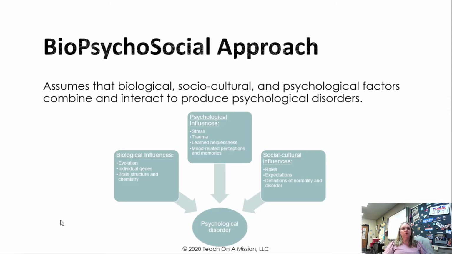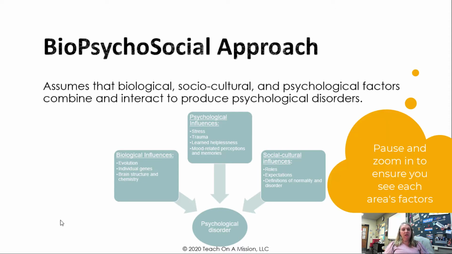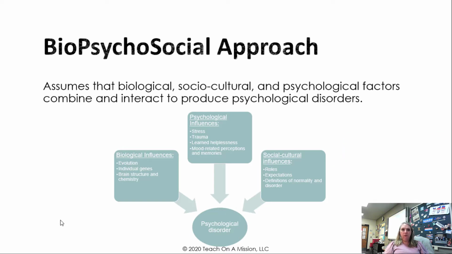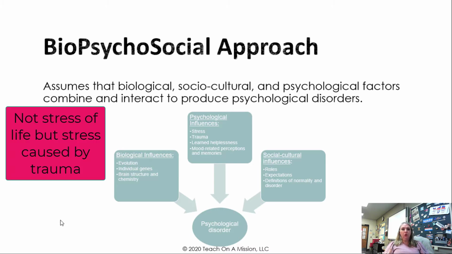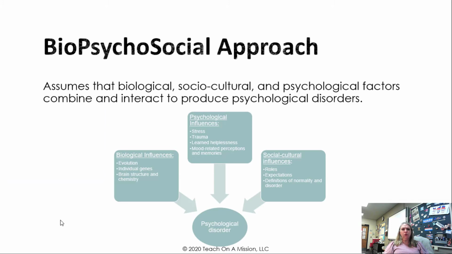Now let's talk about the BioPsychoSocial Approach to mental illness. All 3 of these are going to interact on each other in its influence on the development of a mental disorder. So this approach assumes that biological, sociocultural, and psychological factors combine and interact to produce psychological disorders. So it's going to take the expectations and rules of a culture along with the stress of life and some sort of genetic issue to then lead to a mental disorder. You might want to pause the screen and zoom in so you can really get a good glimpse and understand what is under each one of these areas.